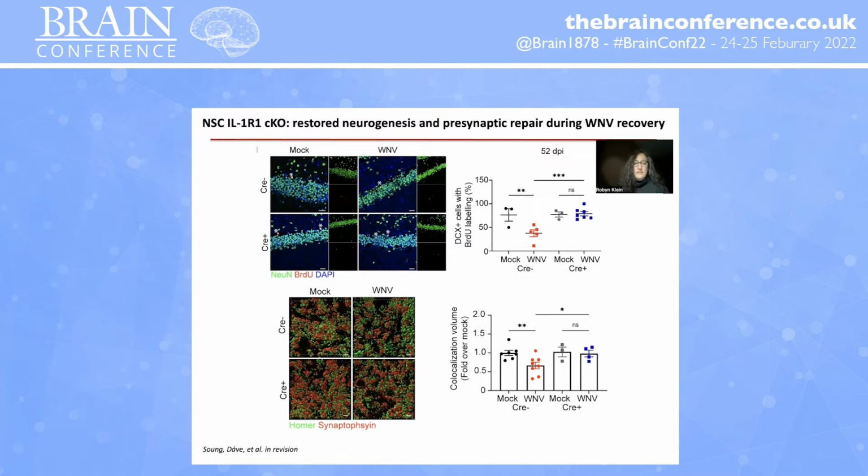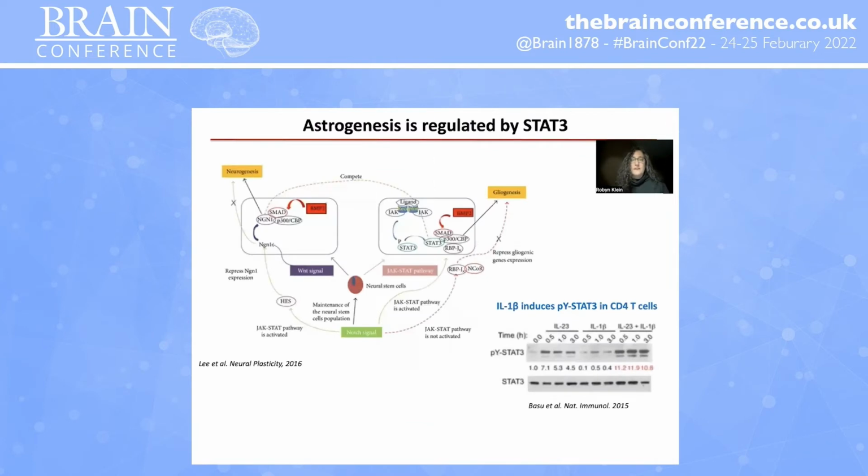have restored neurogenesis. We also saw that synapses that were eliminated in the brain of animals that recovered from West Nile could be restored and also prevented from being removed when we deleted the IL-1 receptor 1 from their neural stem cells. So many of you are aware that astrogenesis is regulated by STAT3. So neural stem cells can go two pathways. They can go down a Wnt signaling pathway to make neurons, or a JAK-STAT signaling pathway to make astrocytes.